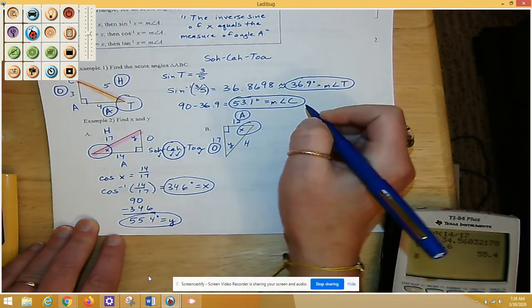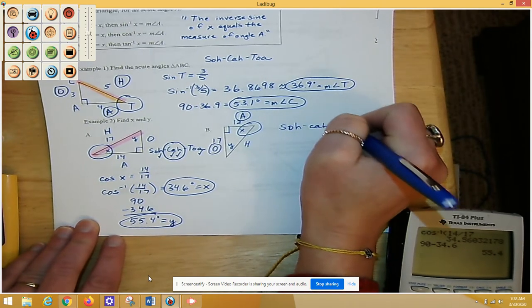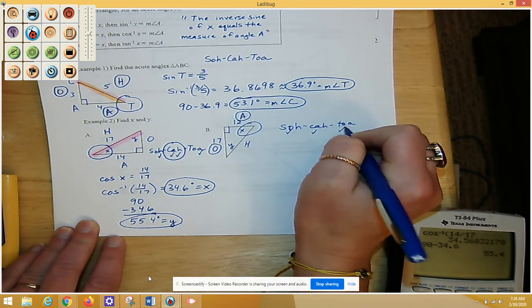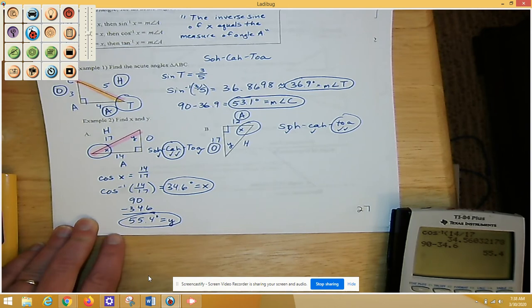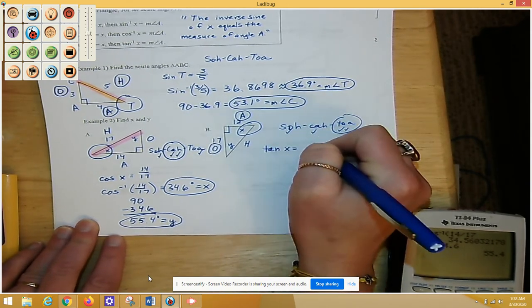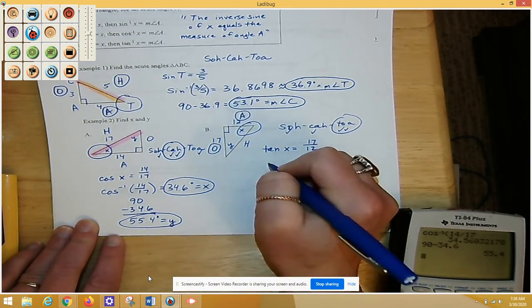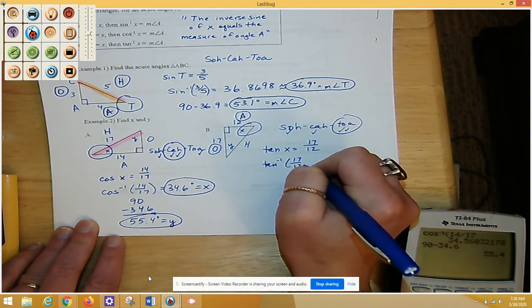Okay. So now, TOA. I know information about the opposite side and the adjacent side. So now tangent for the win. So anytime you don't know the hypotenuse, you're going to be looking at tangent. So I'm going to be doing the tangent of X equals the ratio of the opposite side to the adjacent side. And now we're going to use that inverse button again. So you have the inverse tangent of 17 divided by 12.